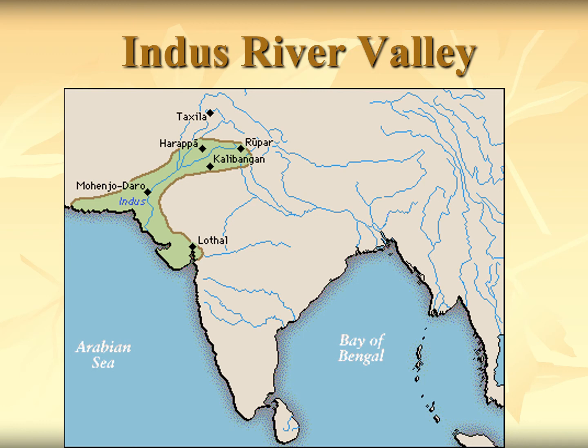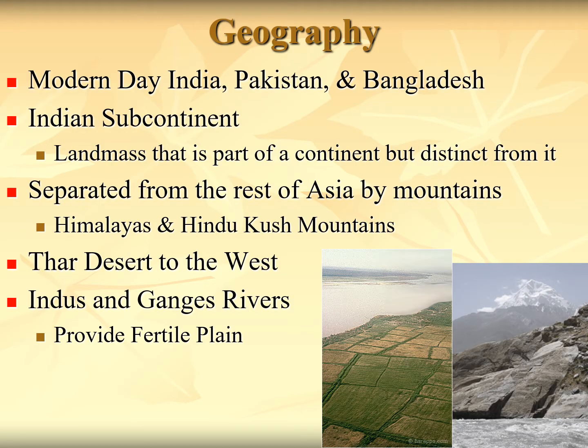So today we're going to start talking about the Indus River Valley. The Indus River Valley extended from modern-day Afghanistan to Pakistan and northwest India. So the modern-day India, Pakistan, and Bangladesh is where the Indus Valley is made up.